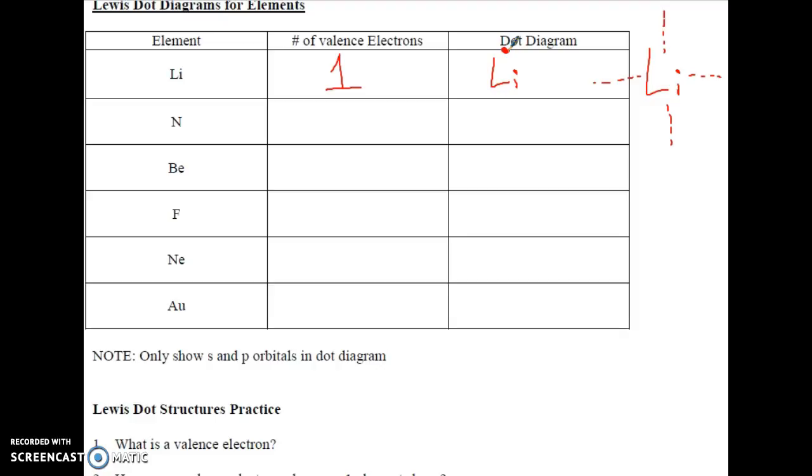Nitrogen now is a nonmetal. Towards the right on the periodic table, it has 5 valence electrons. And remember, to get the valence electrons, you just count from left to right on the periodic table, skipping the transition metals. So when we work with nitrogen, remember, put a dot in each quadrant before you start to double them up. So you have 1, and work your way clockwise. 2, 3, 4, 5.